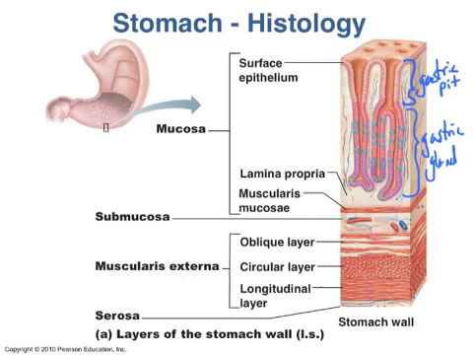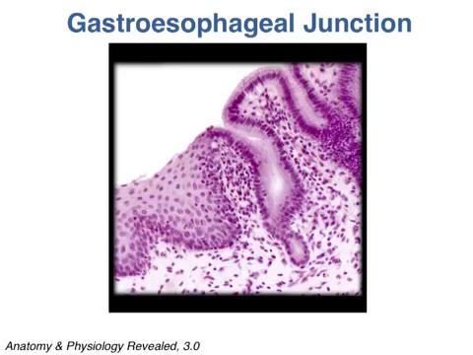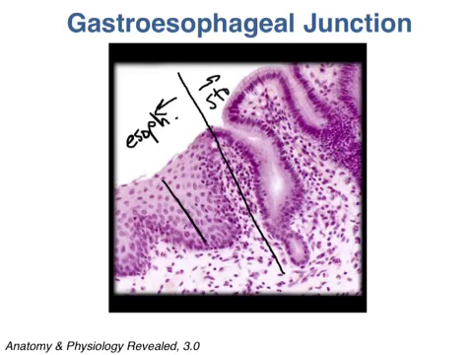The mucosa of the stomach is an abrupt change from the mucosa of the esophagus. If you look at the gastroesophageal junction, the place where the esophagus joins to the stomach, histologically it's a really abrupt transition. You can draw a straight line. And you can say on one side, you have the stratified squamous epithelium of the esophagus. And on the other side, you have the columnar epithelium of the stomach. Abrupt, sharp transition.